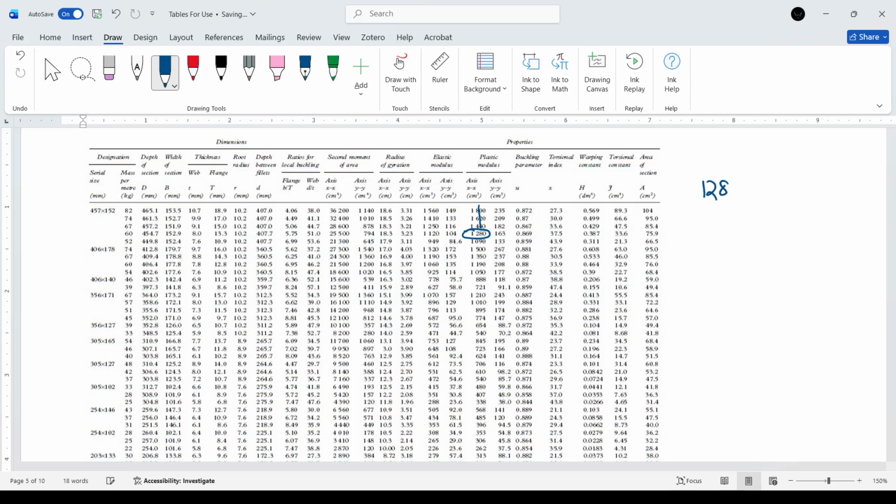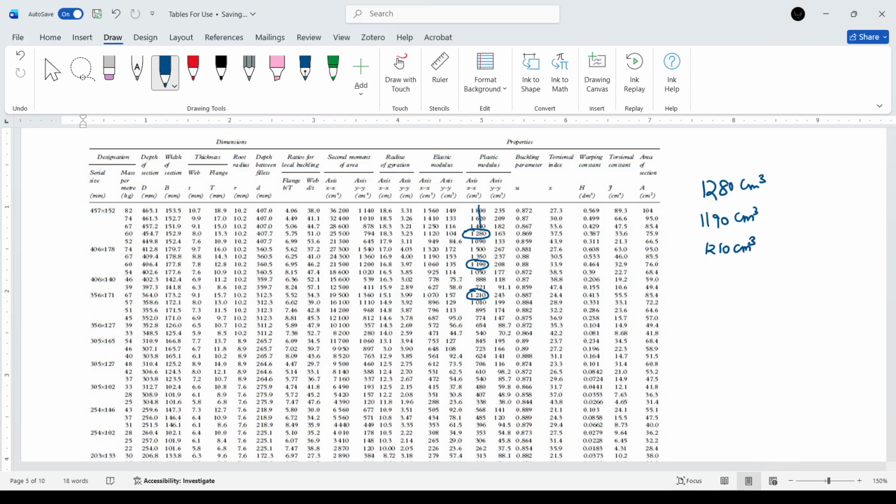Let me write it here. 1280 centimeters cubed. 1118. So 1190 is also good. 1118. We also have 1210. I'm seeing it here. 1210 centimeters cubed. Okay.